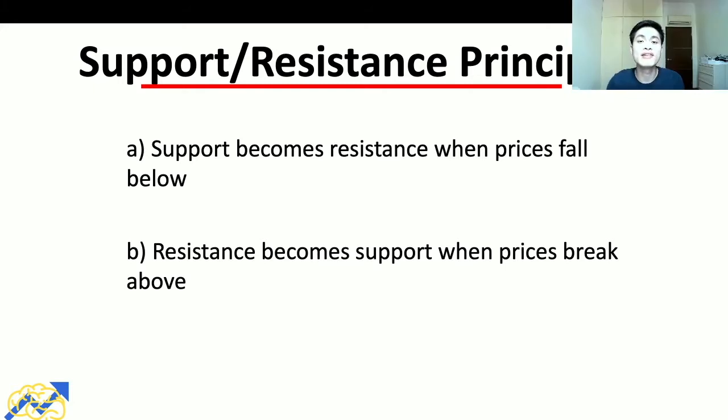To recap, support levels are like price floors. When prices reach a support level, there's a higher probability that prices are likely to bounce up from there. Resistance levels, on the other hand, are similar to price ceilings. When prices reach a resistance level, there's a higher probability that prices are likely to bounce back down from that resistance level. In the event that prices break below the support level, that old support level tends to become a new resistance level. And when prices break above the resistance level, the old resistance level tends to become a new support level. Now that we know what support and resistance levels are and their principles, let's use an example to apply what we have learned so far.